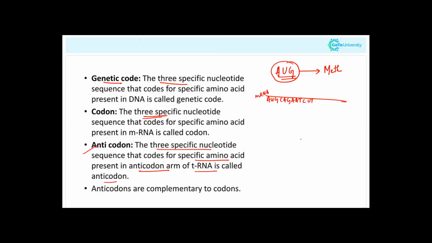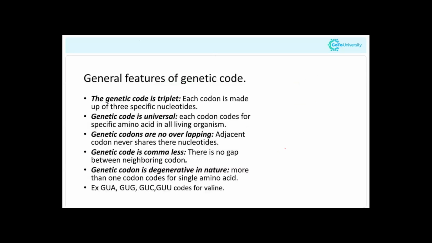So, we know that tRNA will be having a triplet codon in them, which is specific to a particular amino acid, which will be complementary to the codons. For example, if AUG is the codon in mRNA, the tRNA will be having UAC as the anticodon. So this is the codon and UAC is the anticodon. Okay. Now, what are the general features of genetic codon?